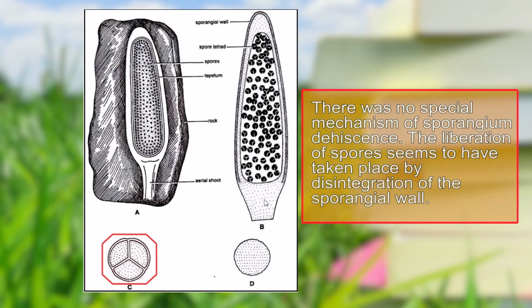Now, how the dehiscence of the spores takes place: there is no special mechanism, and maybe the liberation of spores takes place just by disintegration of the sporangial wall.